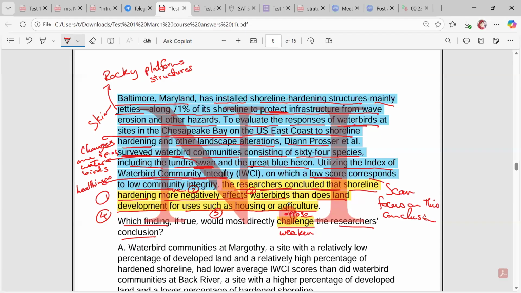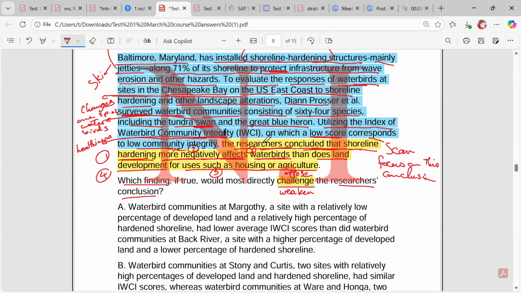The researchers, now I'm able to understand this conclusion. The researchers concluded that shoreline hardening more negatively affects water birds. Meaning these hardening structures that strengthen the shoreline affected the water birds more negatively than does land development for uses such as housing or agriculture, than ordinary buildings or farming. So these structures are affecting the birds negatively.